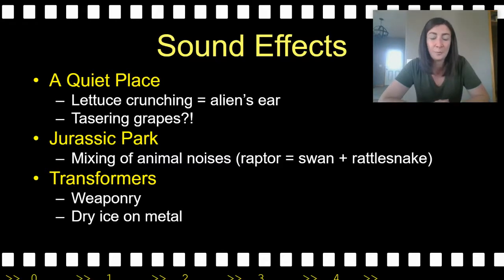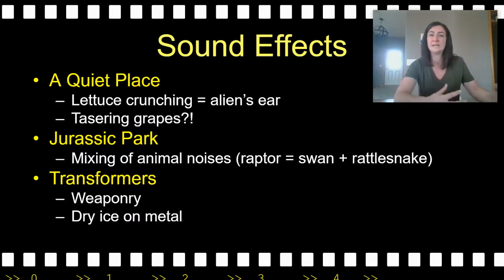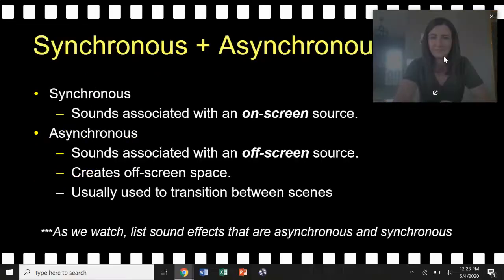Transformers has won many Academy Awards for creative sound editing and mixing. Obviously, they have some really great machinery sounds. They use weaponry and plane engines and explosives to get some of those sound effects. And in this Transformers clip that I've included, they actually use dry ice on metal, and it gives a really interesting resonating sound that is meant to mimic a ship's hull that's crashing into a planet. So feel free to watch 1 or 2 or all 3 of those sound effects videos that I've listed.